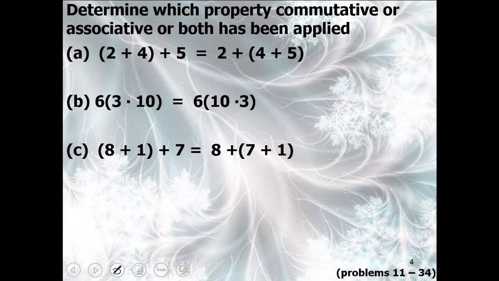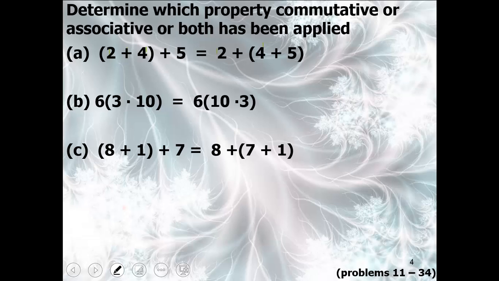Determine which property, commutative or associative, or both, has been applied. So on example A, I have 2 plus 4 plus 5. 2 and then 4 and then 5. Now look over here on the right side. 2 and then my second term is 4 and then my second term is 5. My terms are in exactly the same order. Commutative property has not been applied.